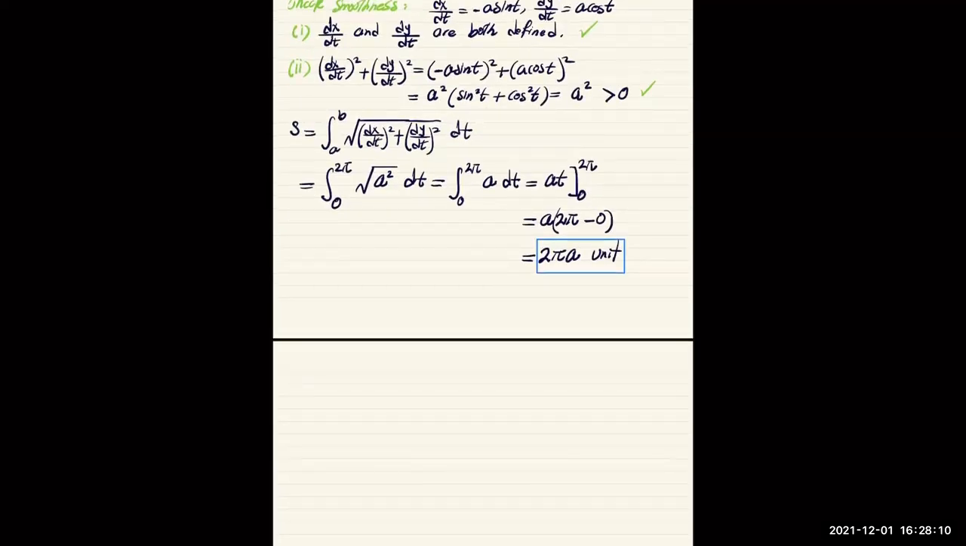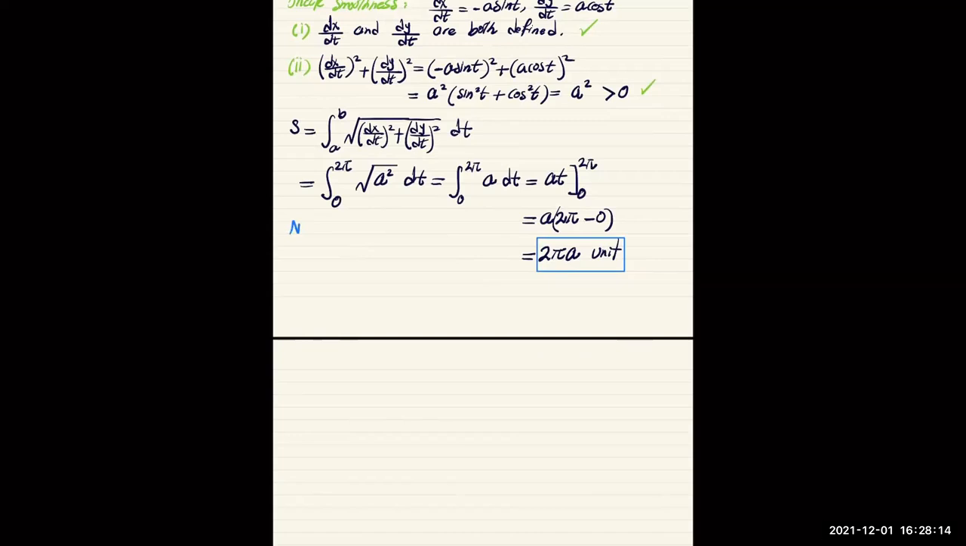Professor, just to clarify, you said since we're integrating with respect to t, a is just a constant. Yes, it is. A is the radius of the circle. I mean, imagine it's 5, right? The integral of 5 with respect to t is 5t.